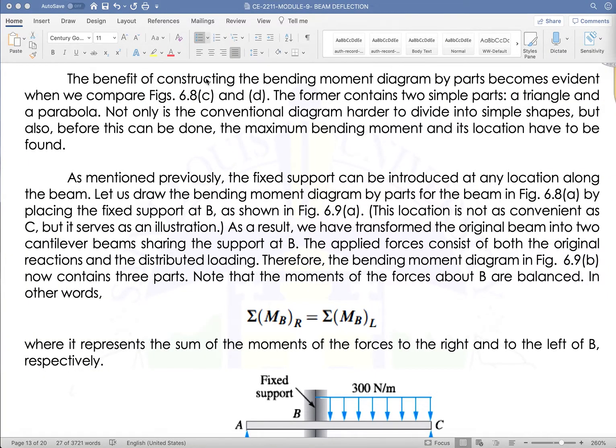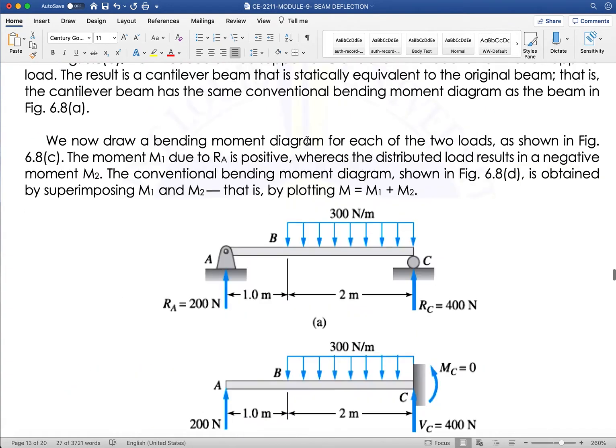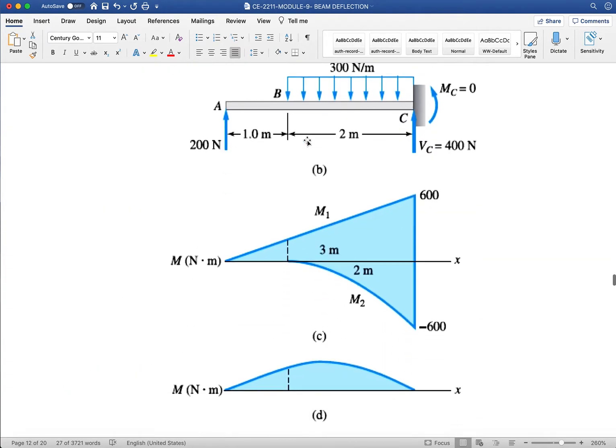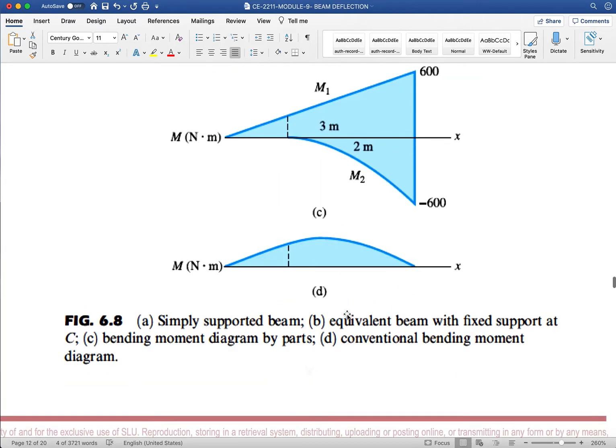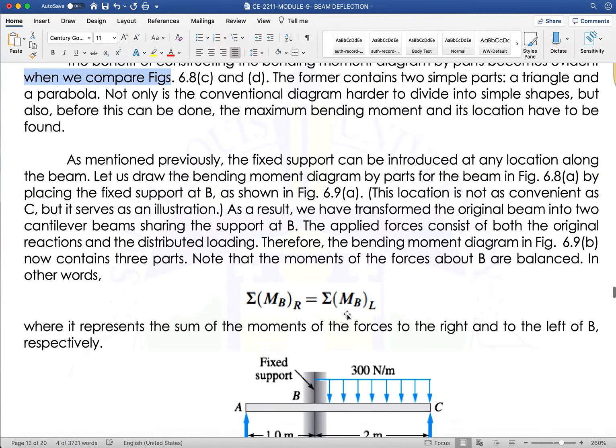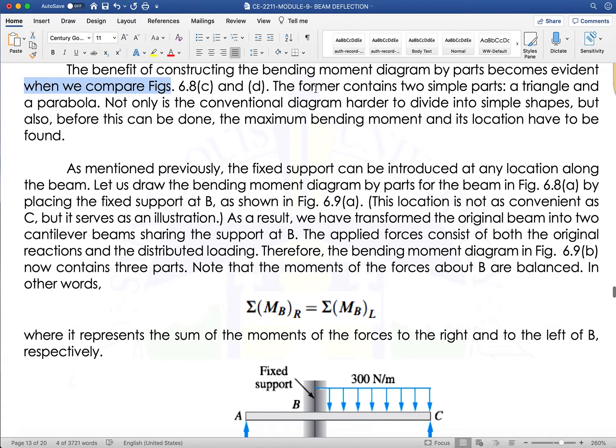So the benefit of constructing the bending moment diagram by parts becomes evident when we compare the two figures. So here it's easier to locate the centroid. Okay, it's a lot easier to locate the centroid compared here. The former contains two simpler parts, a triangle and a parabola.